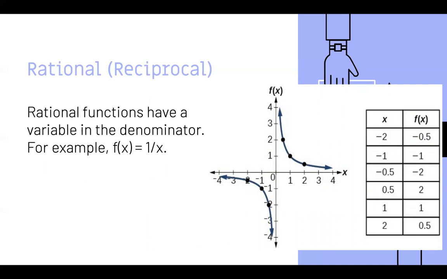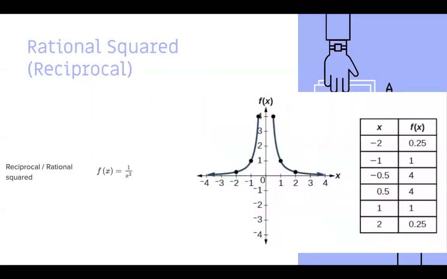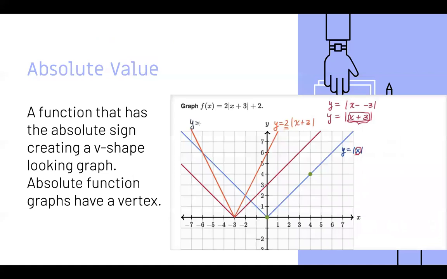A rational reciprocal function has a variable in the denominator. For example, f of x equals 1 over x. So you can see that symmetry in those different graphs that are formed. Rational squared, or reciprocal squared, is just that 1 over x squared, a little bit different because now they're both positive.